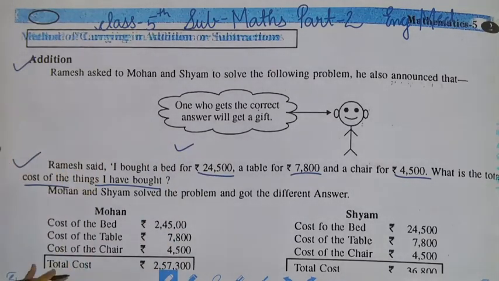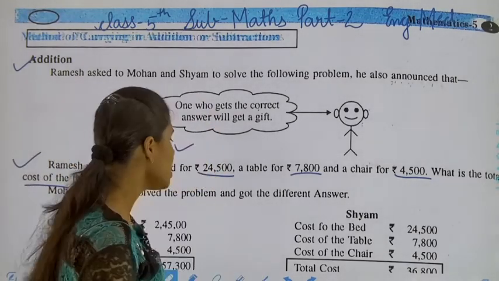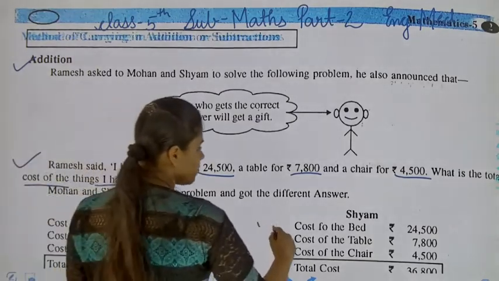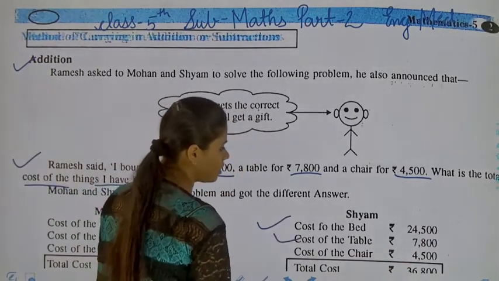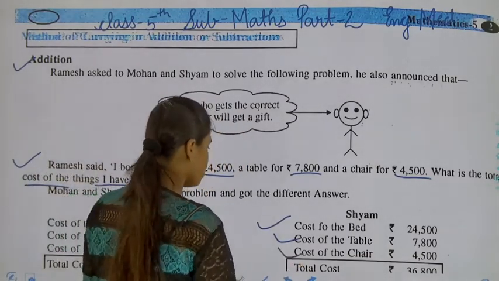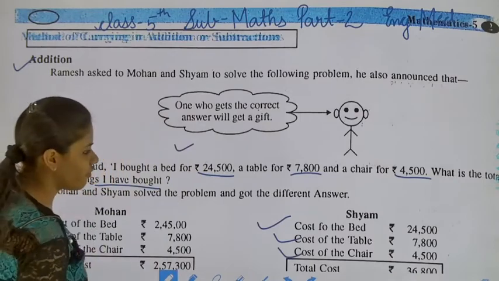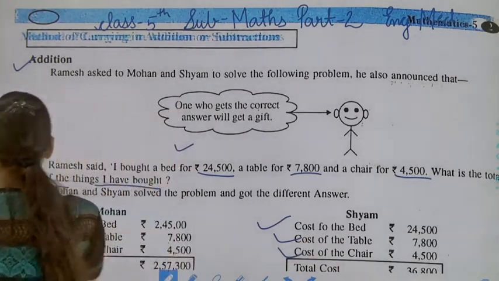तो मोहन और श्याम ने क्या किया था, दोनों ने अपनी अपनी कैलकुलेशन सॉल्व करके बताई थी. कॉस्ट ऑफ द बेड दैट इज 24,500, कॉस्ट ऑफ द टेबल दैट इज 7,800 एंड कॉस्ट ऑफ द चेयर दैट इज 4,500. तो टोटल इसकी कॉस्टिंग क्या हुई, 36,800.